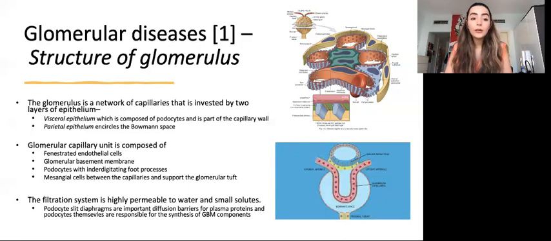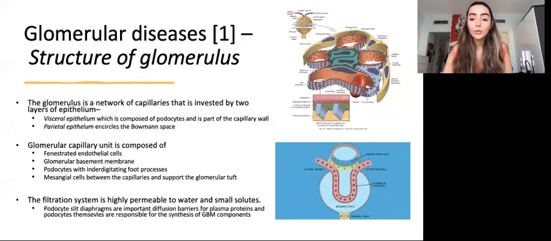Now, the glomerular capillary unit is composed of many different structures. They're the fenestrated endothelium, and the glomerular basement membrane, which has a thick electron-dense central layer called the lamina densa, and two thinner electron-lucent peripheral layers called the lamina rara interna and the lamina rara externa. The glomerular basement membrane has collagen type 4, laminin, proteoglycans, fibronectin, and other glycoproteins.